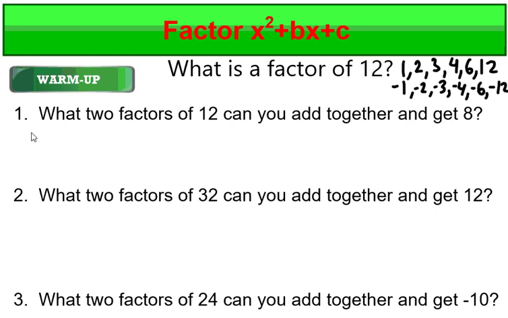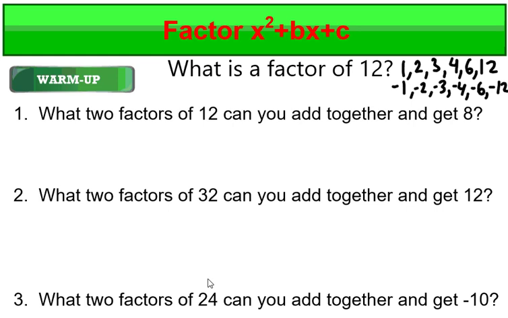Now, the three questions I have for you is, can you find the two factors of 12 that add up to give you 8? Can you then find two factors of 32 that add together to make you 12? Can you find two factors of 24 that you can add together and get 10? So pause the video now for maybe a minute, give everyone a minute to try, and then come back after everyone's had a chance to try.